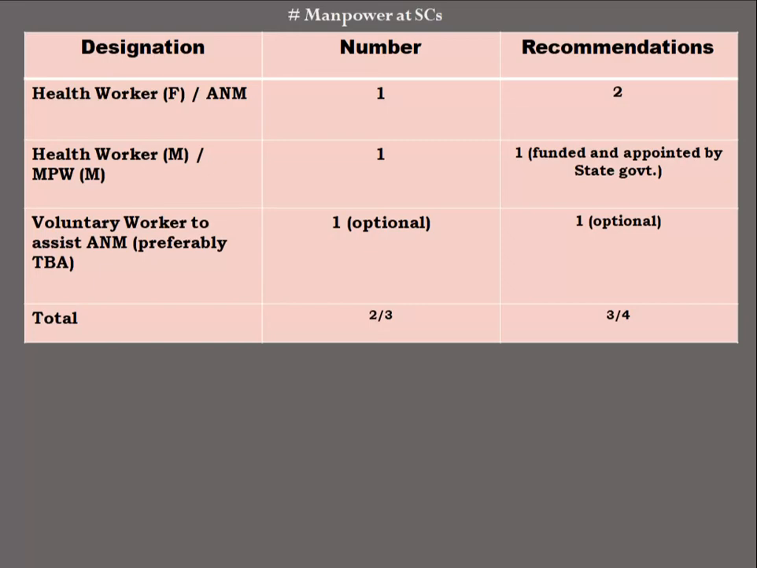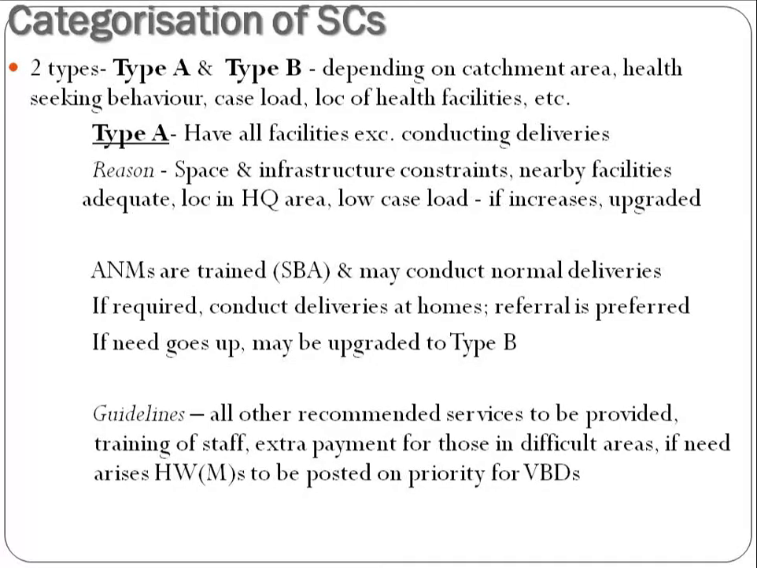workers which are there in the sub-center? We have a health worker female or an auxiliary nurse midwife. I'll repeat this again. We have a health worker male or a multi-purpose worker male. So a male worker and a female worker. We have a voluntary worker to assist the ANM, preferably the traditional birth attendant. She's also a part of the sub-center, so optional. And we have got a total of 2 to 3 workers. Of course, the recommendation is that we get 2 health workers female, but whether that is possible or not is difficult to say.